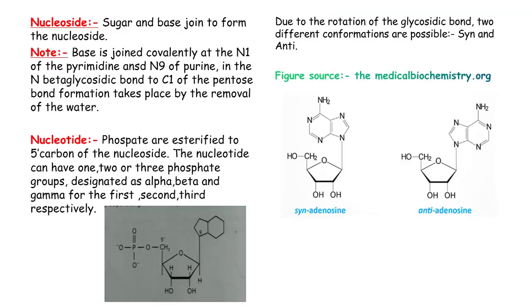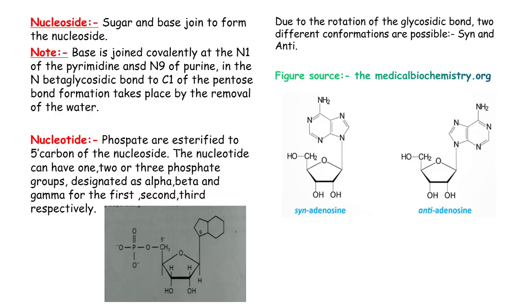Okay. What are nucleosides? The sugar and the base join to form the nucleoside. The base is joined covalently at the N1 position of the pyrimidine and N9 of the purine in an N-beta-glycosidic bond to C1 of the pentose, and bond formation takes place by the removal of water. Always remember, when a bond formation takes place in the beta-glycosidic bond, there is always a removal of water.